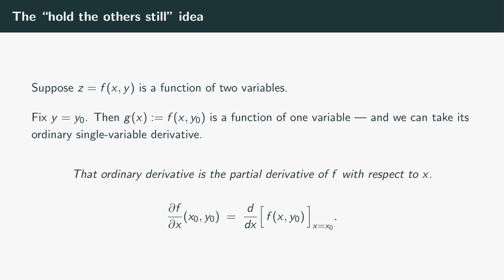Here is the move that makes partial differentiation easy in practice. Take z equals f of x and y, and freeze the y-coordinate at some specific number y0. Once y is frozen, it isn't really a variable anymore, it's a constant, and f of x comma y0 is just a single variable function in x. We already know how to differentiate those, so we do. The ordinary derivative of that single variable function, with respect to x, evaluated at x equals x0, is the partial of f with respect to x at the point x0, y0. So every other variable becomes a constant for the duration of the calculation. It can still appear in the formula. It just doesn't contribute anything when we differentiate, because constants have derivative 0.